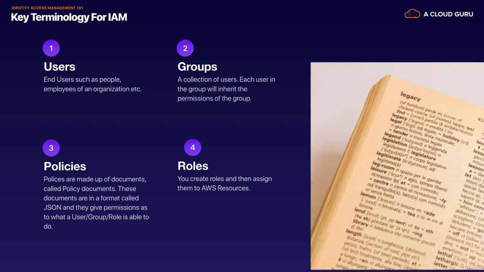We then have policies. Policies are made up of these things called documents, policy documents, and these documents are formatted in JSON, so JavaScript Object Notation, and I'll show you what that looks like later on. And it basically gives you permissions as to what a user, group, or role is able to do. So policies are your permissions. And then roles are basically you create a role and you assign them to an AWS resource. A role is a way of allowing one part of AWS to do something with another part. So you might give a virtual machine inside AWS the ability to write files to S3, which is a type of storage within AWS. We're going to have a look at that in the EC2 section of the course, so that is coming up.